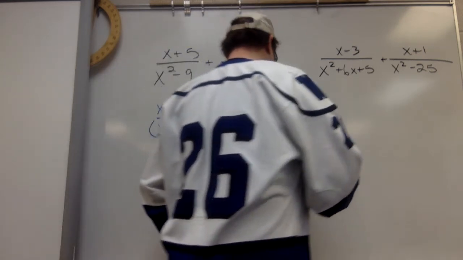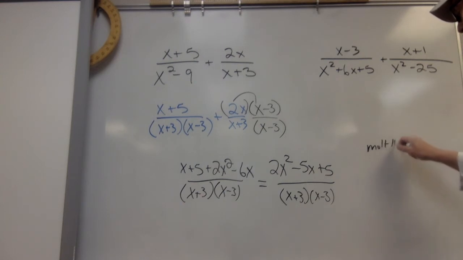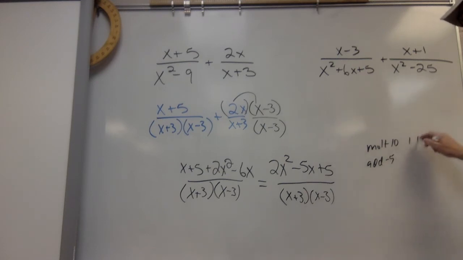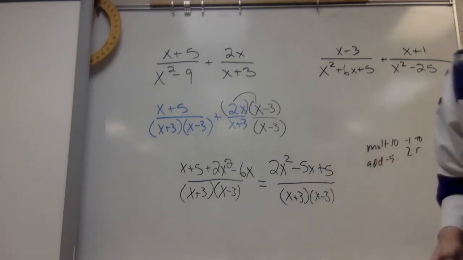Let me try something here. Can I factor the top? I'm looking for something that multiplies to be 10 and adds to be negative 5. That's not going to work, is it? 1 times 10, that doesn't add to negative 5. That doesn't, 2 and 5. Doesn't factor. End of problem.